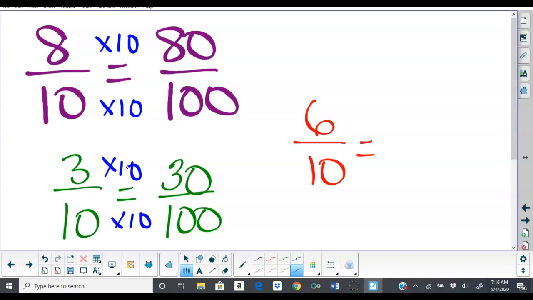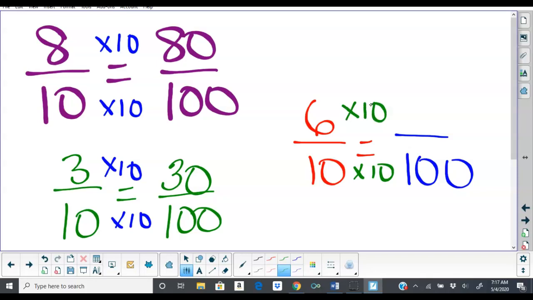So let's see, looking at 6/10, what do you think I'm going to do in order to find what it's equal to in hundredths? Well, I noticed that 10 times 10 is 100, so what I do to the bottom, I must do to the top. 6 times 10 equals 60. 6/10 is equal to 60 hundredths.